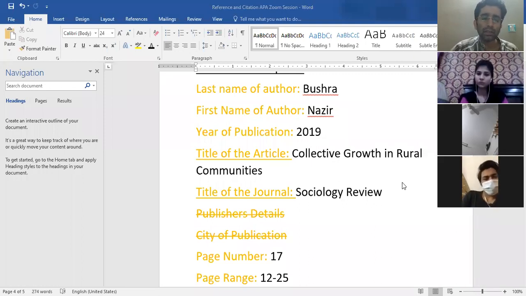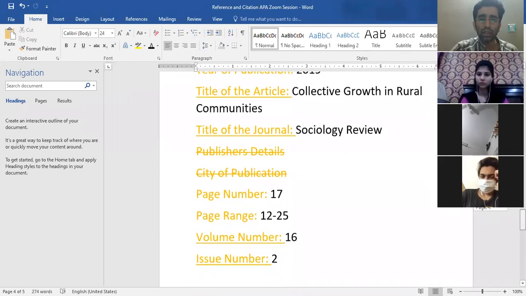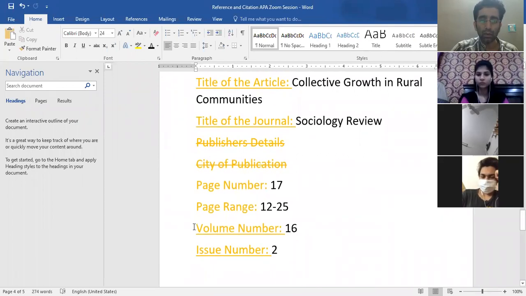But then obviously the mechanics of journals are different than books. There is a frequency of publication. A journal is published after a certain period of time. That is why we have two additional elements, that is volume number and issue number. These two things are the ways to categorize a journal.